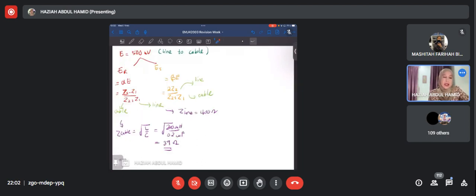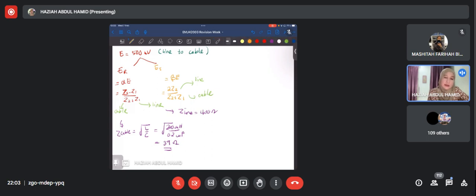Okay, so from the 500 kV there are 2 components. Lepas tu dia hanya ada satu saja, iaitu reflected. Okay, 500 kV dia ada ER dengan ET, reflected dengan transmitted, formula dia alpha beta. But remember, alpha beta ini not the same thing as the alpha beta in the impulse tadi, jangan mix up pula. Okay, so alpha here is given by this formula.